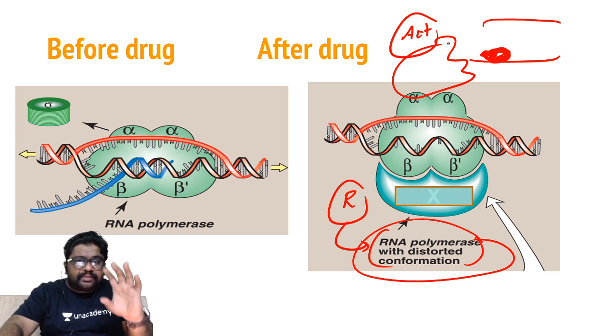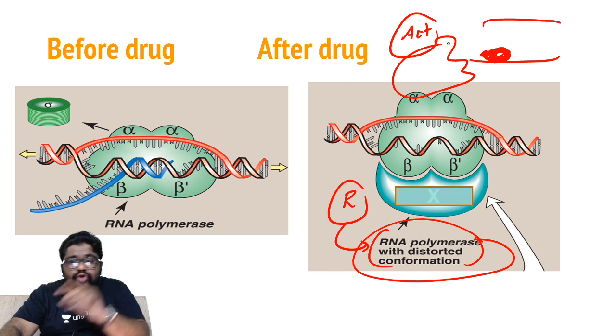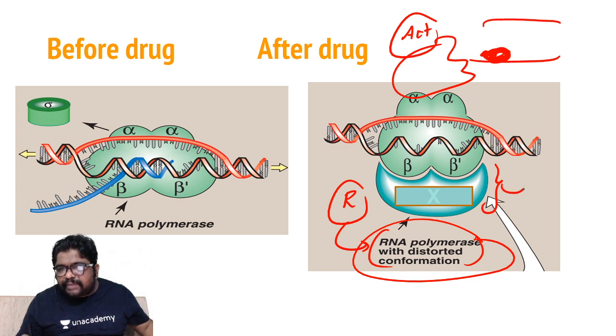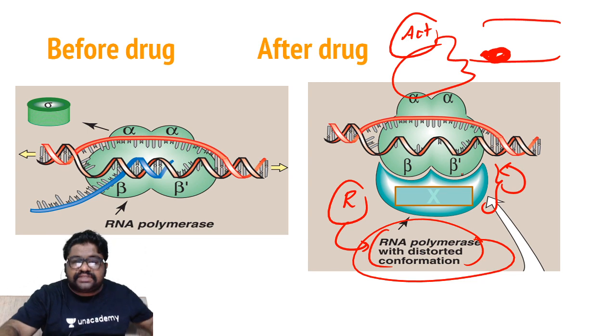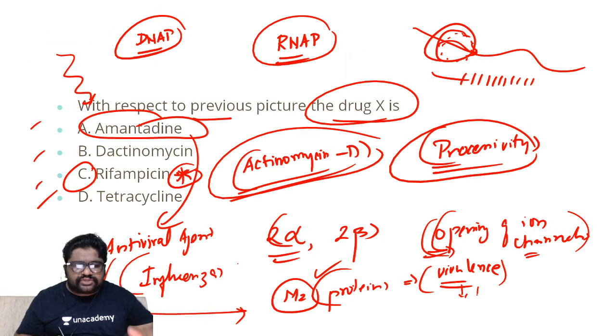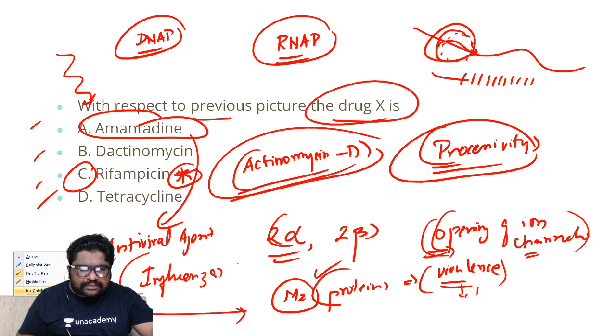So that is why picture-based questions are very important. You have to know where exactly the picture is trying to point towards. Here, the X is actually the drug itself. You are looking at the drug. The drug is binding to the beta subunit of the RNA polymerase enzyme. Well, in case of actinomycin, it is binding to the DNA structure. And what is the function of tetracycline? Anybody knows the function of tetracycline, people? The mechanism of tetracycline?